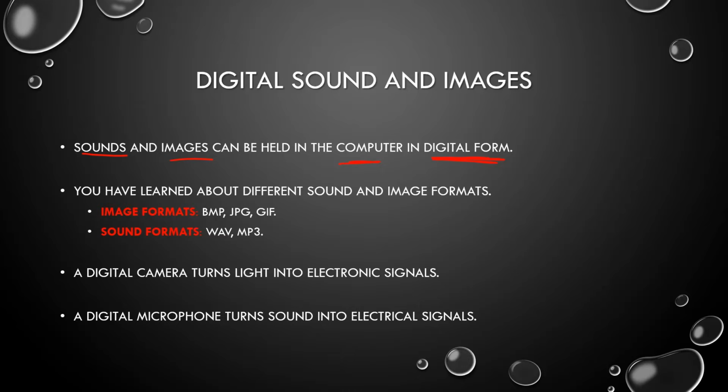So we need to change them into digital, and we have devices, digital cameras and microphones, that do this, and they store them in a file format so the computer can recognize them as image files or sound files. There are lots more file types than the ones here, but these are just common ones. For images we have BMPs, bitmaps, JPEGs, GIFs, and for sound files, popular extensions are WAV files and MP3. A digital camera turns images into digital signals, and a digital microphone turns sound into digital signals.